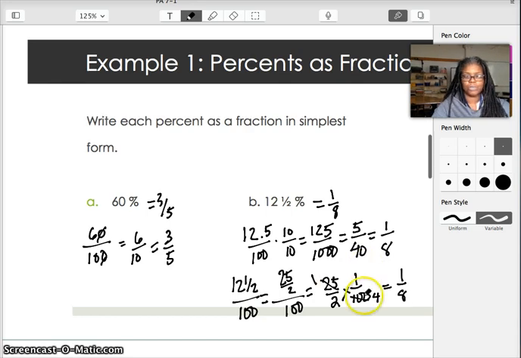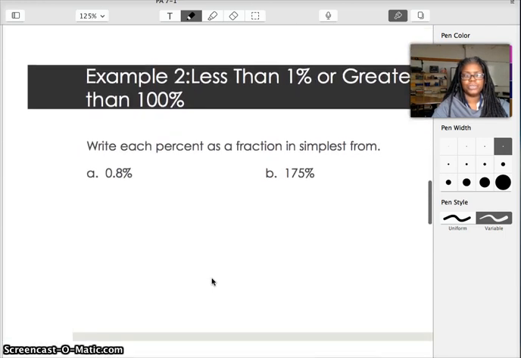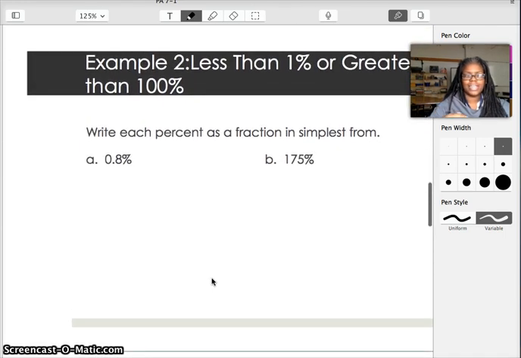Let's take a look at example 2. Example 2 is going to deal with specific cases that confuse all of us. The fact is, we're so used to percents being out of 100, sometimes when it's out of something larger than 100, like 175, that causes confusion.